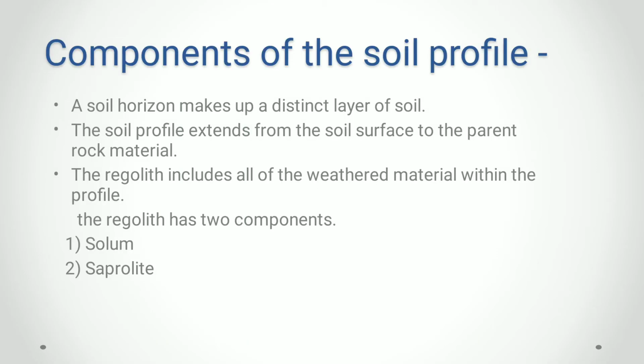See the components of the soil profile. A soil horizon makes up a distinct layer of the soil. The soil profile extends from the soil surface to the parent rock material. The regolith includes all of the weathered material within the profile. The regolith has two components, that is soil and saprolite.